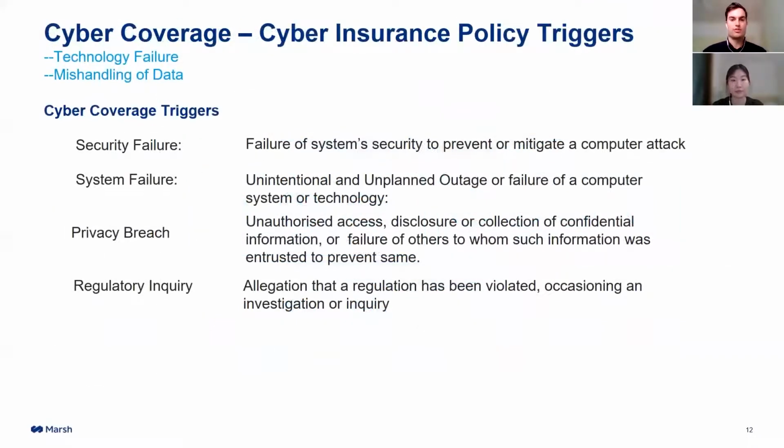A cyber insurance policy will trigger for a variety of reasons, some of which include a security failure, which is the failure of a system security to prevent or mitigate a cyber attack; system failure, which is the unintentional or unplanned outage or failure of a computer system or technology; privacy breach, which is the unauthorized disclosure of confidential information which was entrusted to be protected by the insured; or a regulatory inquiry, which relates to the allegation that a regulation or law has been violated, which begins an investigation against them.